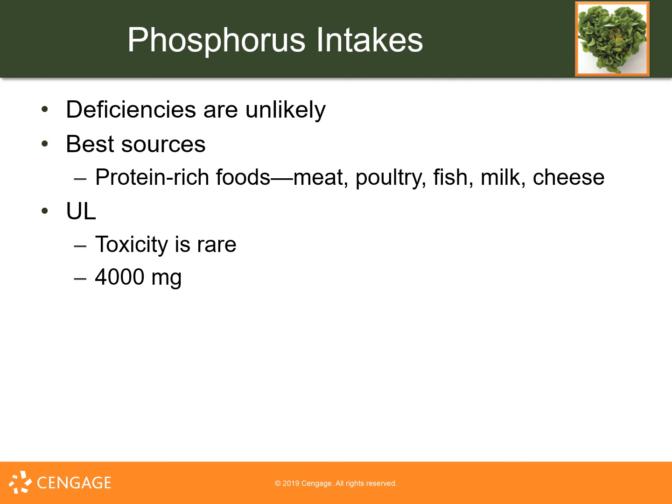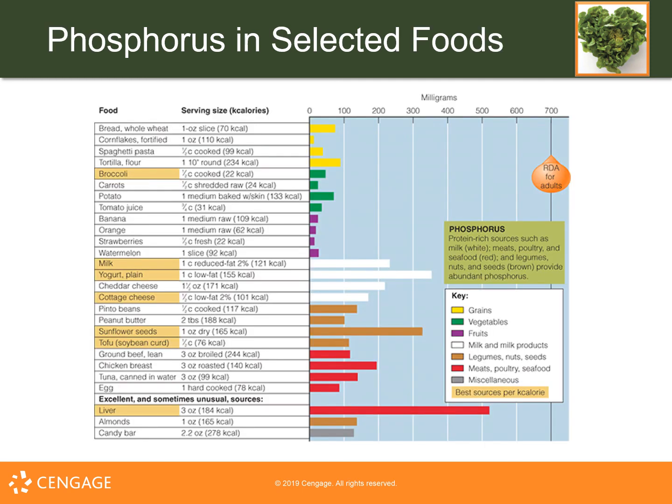I want you to know there is an upper limit for phosphorus because it can be toxic. Through research, we found that it can. So anything above 4,000 milligrams is not recommended, but toxicity is rare in the US. Again, if we do see it, it's usually through people that ingest hordes of supplements.